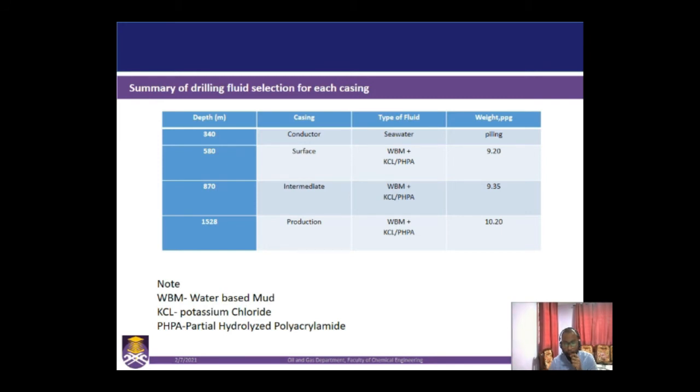For surface it is 9.20, for intermediate 9.35, and for the production it is 10.20. Another factor that we consider in using water-based mud is that it is low cost, eco-environmentally friendly, and available. The addition of the additives, which are PHPA, partially hydrolyzed polyacrylamide, and potassium chloride, is to stabilize the shale in the reservoir formation and help to overcome the swelling of the clay and shale formation, which can cause pipe stuck during the drilling operation.